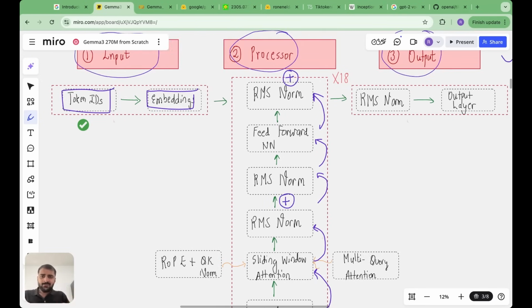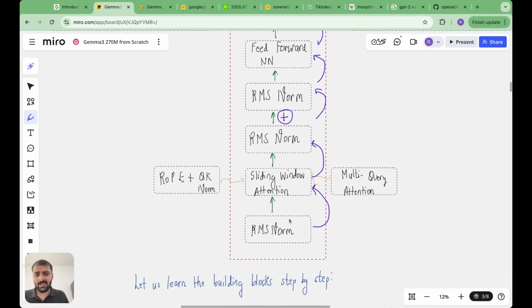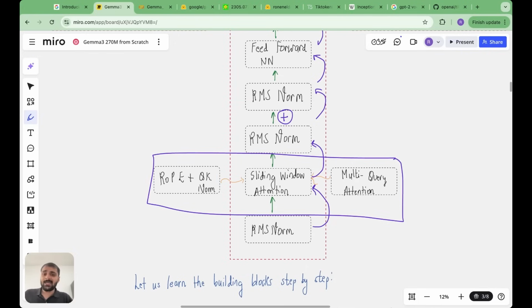I'll explain each of these individual modules to you separately, but no need to worry about it. The attention mechanism, which is where all the magic happens, where context is retained, and that's why language models are able to answer questions so well, is these three parts. Now, compared to the traditional multi-head attention mechanism, Gemma 3 270 million made several changes.